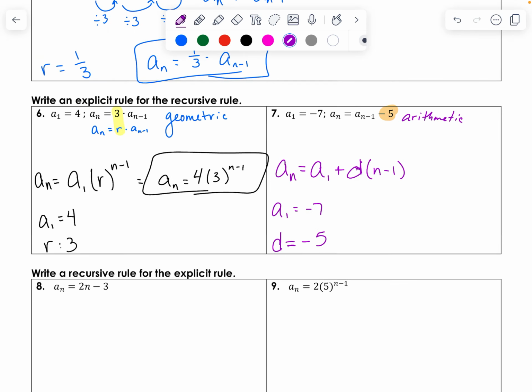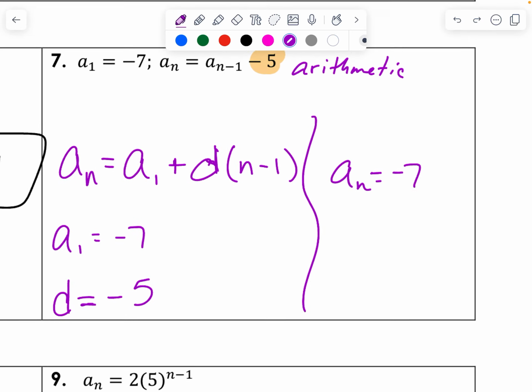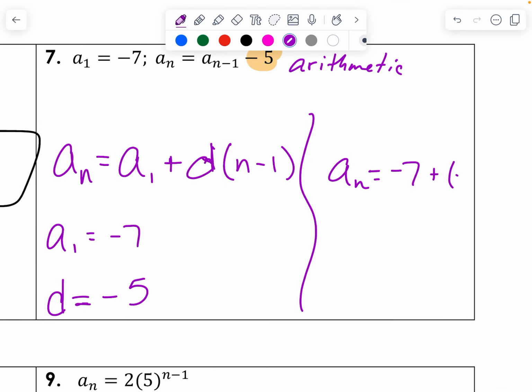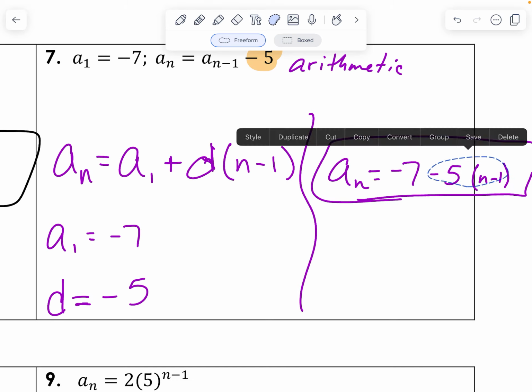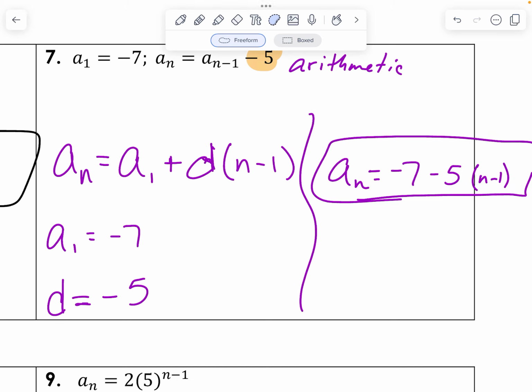If I substitute those values in, I get a sub n equals my first term plus, and there are a couple ways you could do this. You could put plus -5 times n minus 1. That would work. You could also just put -7 minus 5 times n minus 1. That's also acceptable. Two different ways of writing the same thing.